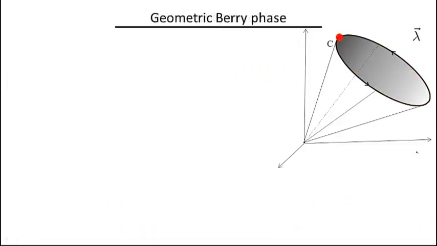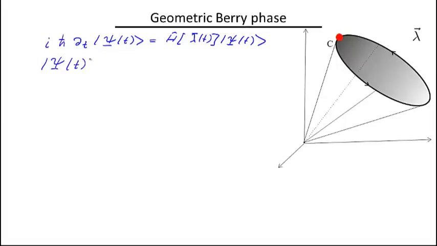So now we're in a position to actually derive this geometric Berry phase, and what it entails is essentially solving the time-dependent Schrödinger equation under the assumption of a slow perturbation that does not induce transitions. So this is my Schrödinger equation, I'm just writing it down again. And here I'm basically requiring that psi of t remains proportional to the ground state. And the only thing I can have here is a phase, right?